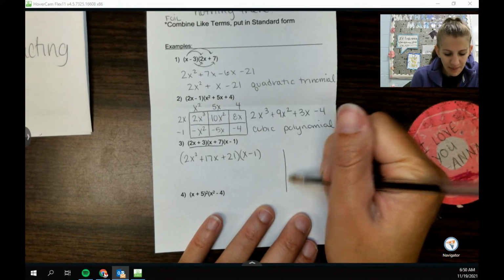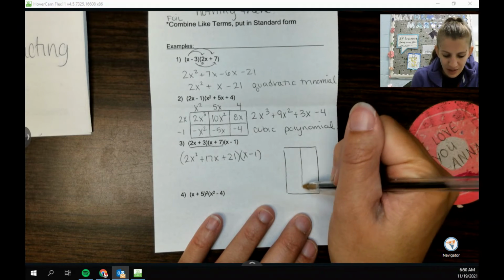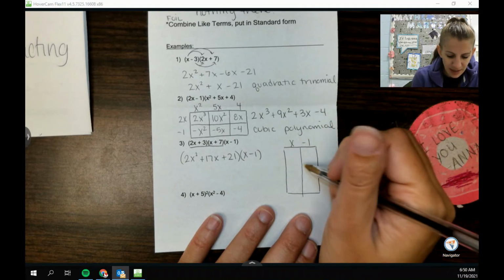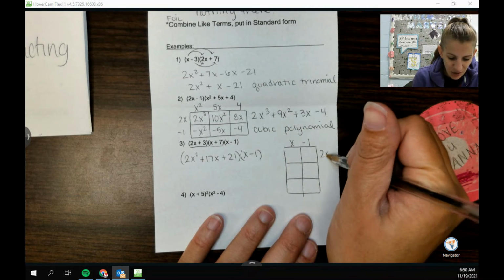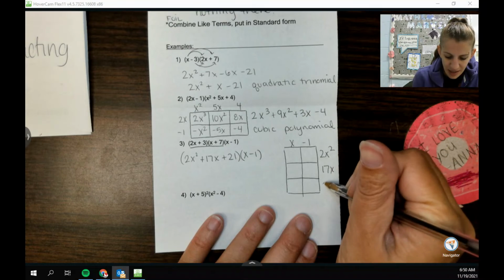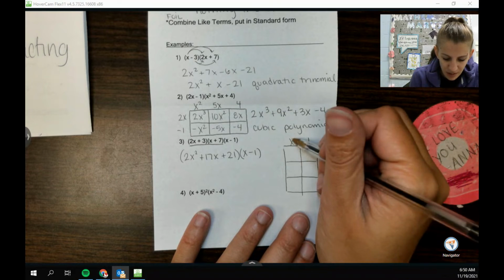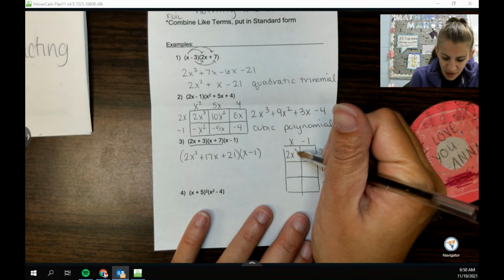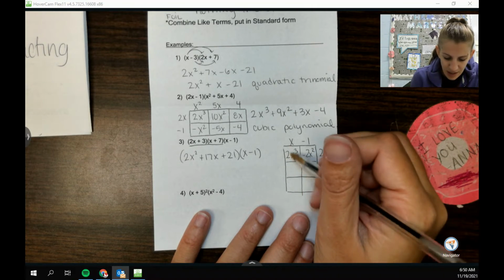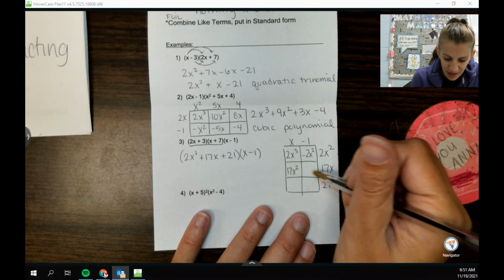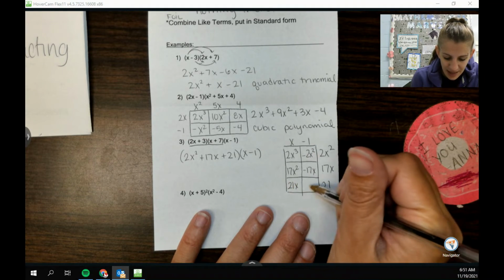And so maybe I set my rectangle up this way now. It really doesn't matter how you set it up. But my 2 numbers across the top are x minus 1. And my 3 numbers across the side, we got 2x squared, 17x, 21. Then we multiply just to get each of these squares. So 2x to the third, negative 2x squared. 17x squared, negative 17x. 21x, and then minus 21.